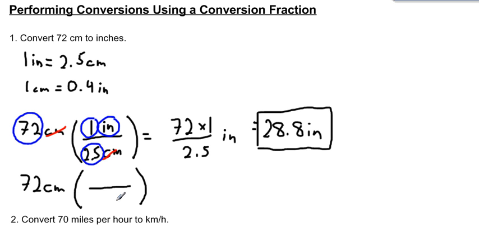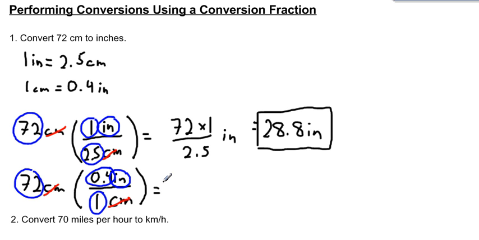We still want to get rid of centimeters, so we put centimeters on the bottom. We want our answer in inches, that'll go on the top. But now we're going to use our second expression here, that 1 centimeter, so 1 centimeter will go on the bottom, is approximately the same as 0.4 inches. And then we'll follow the same steps as the previous question, where we're going to cancel off our centimeters. So I'm left with 72 times 0.4 divided by 1 will be my answer in inches.